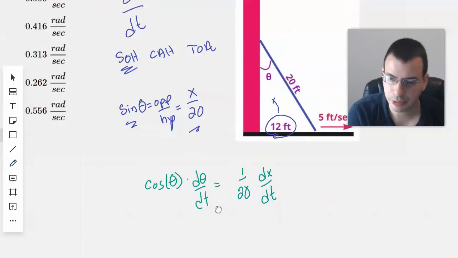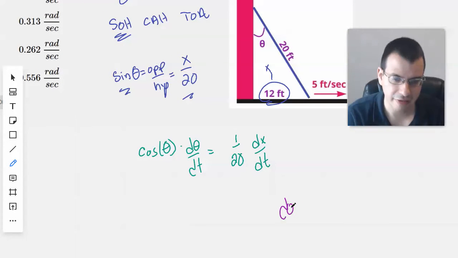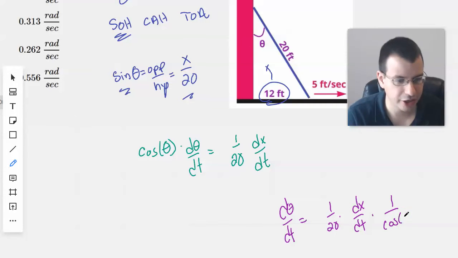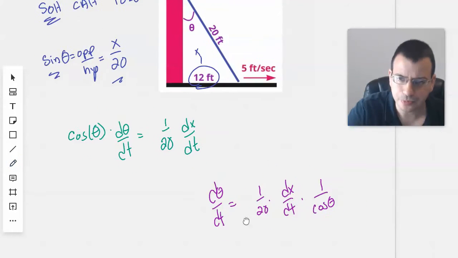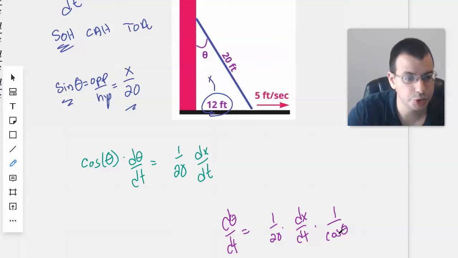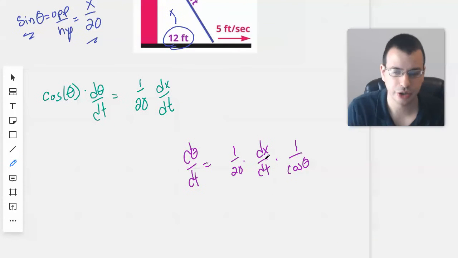So let's change over to purple. So we have d theta dt equals 1 over 20 times dx dt times 1 over cosine of theta. Okay. So we want to find out what the cosine of theta is at this point. And we'll go back to SOHCAHTOA. So cosine of theta equals adjacent over hypotenuse.